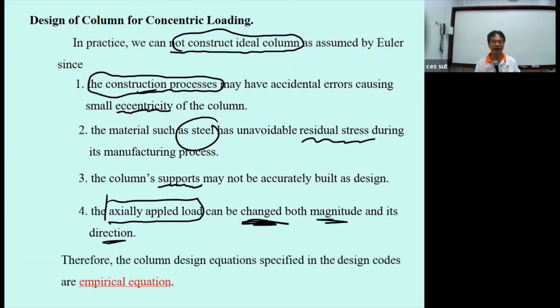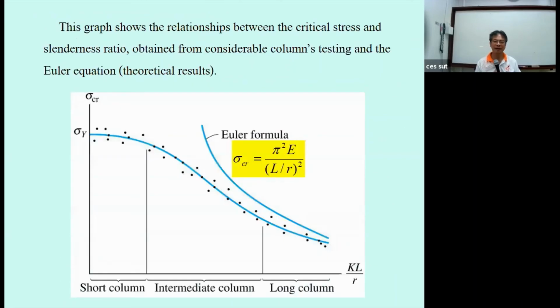Okay, and by doing that, most of the column design equations come from empirical equations. That means most of the column equations are based on tests of columns. So by doing this, we have this Euler theoretical curve. And this theoretical curve is also limited by the sigma sub y of the material.